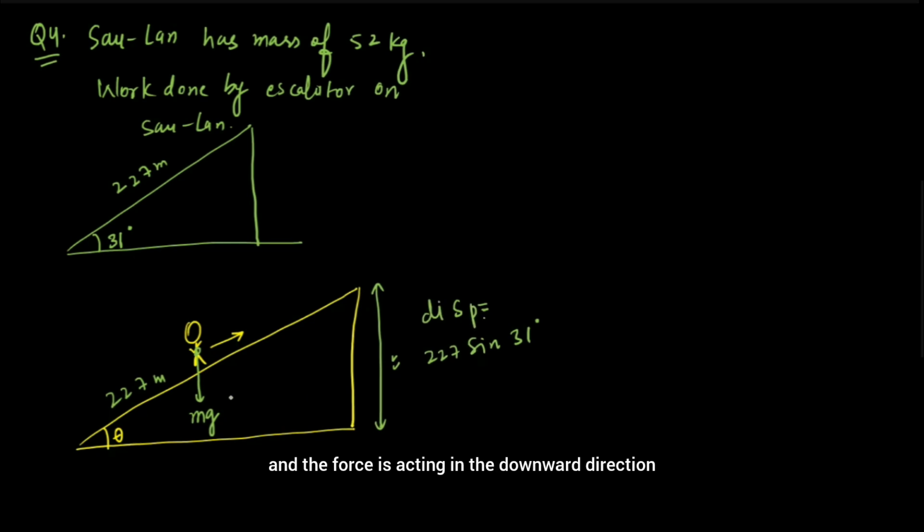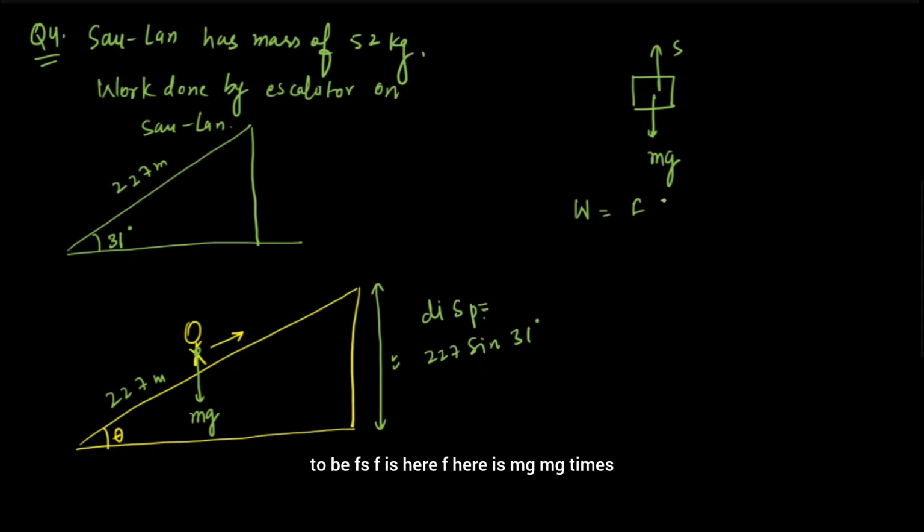Okay. And the force is acting in the downward direction. Now look at the object again. So displacement is taking place in this direction. Force is acting in this direction. So work is going to be Fs. F here is mg times s.